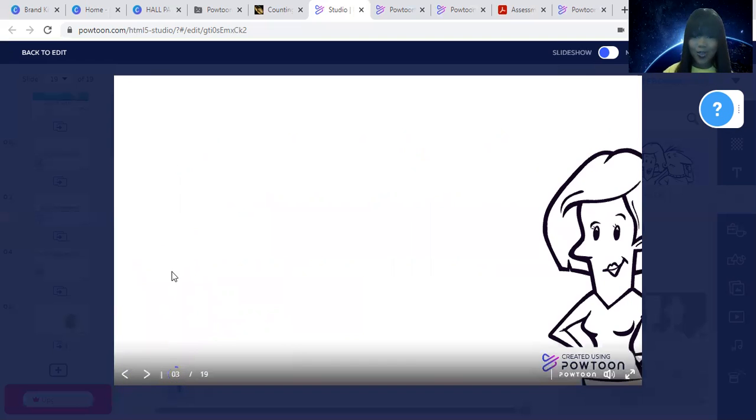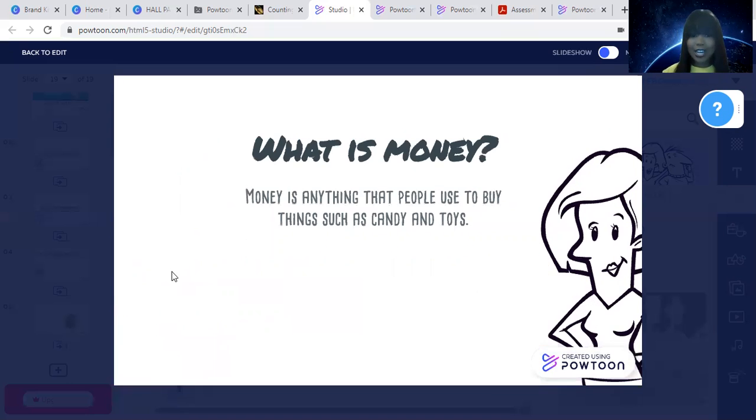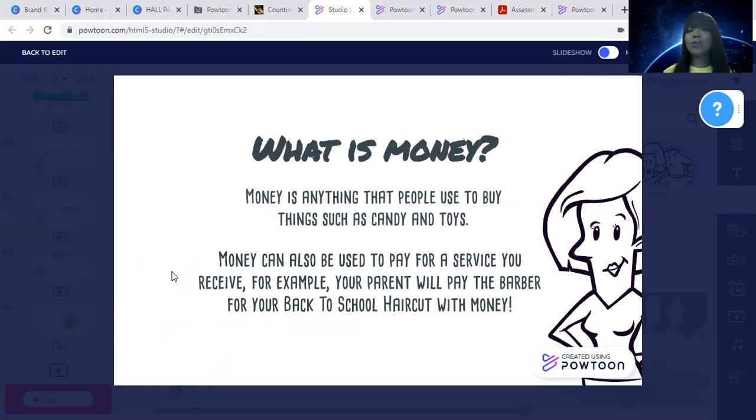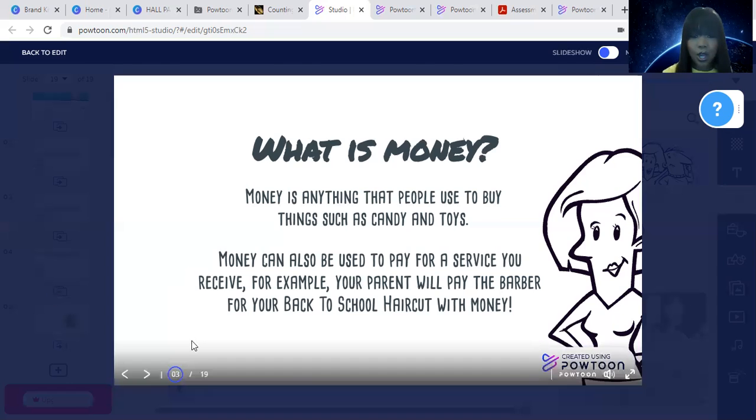So, what is money? I'm glad you asked. Money is anything that people use to buy things such as candy and toys, and it can also be used to pay for a service you receive. For example, your parent will pay the barber for your back to school haircut with money. You pay for your Happy Meals at McDonald's with money. You go to Walmart and buy your back to school items like your pens, pencils, all those things with money, right? And even though your parents sometimes use credit cards, and there's new things now with technology called Apple Pay and Google Pay, you still use money to deposit into the bank so that you can use those things, right? Correct?